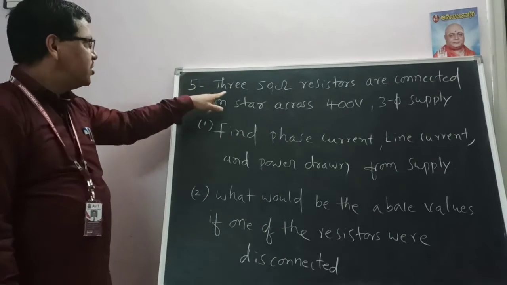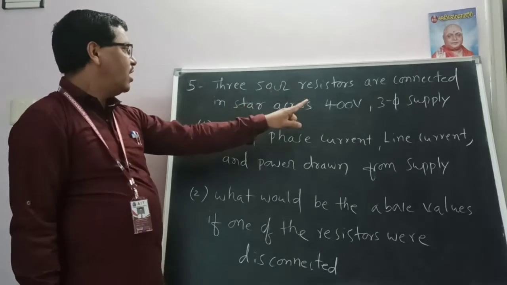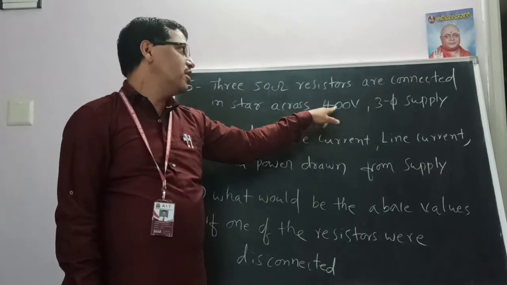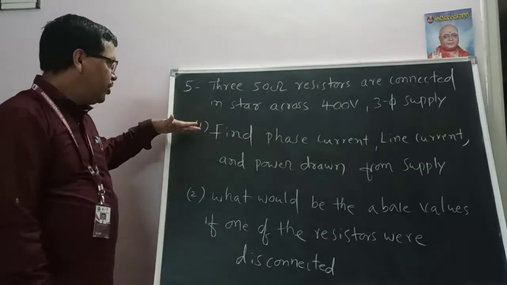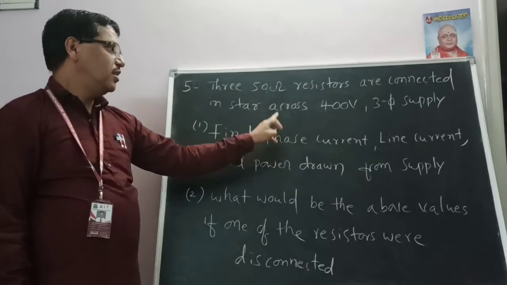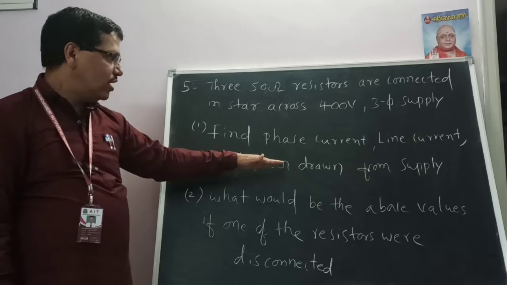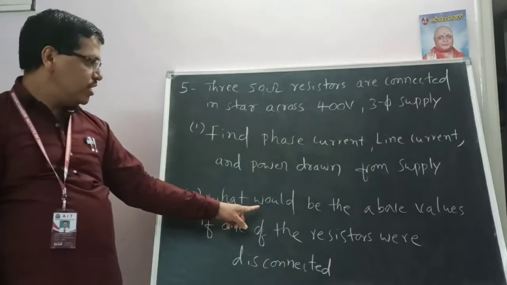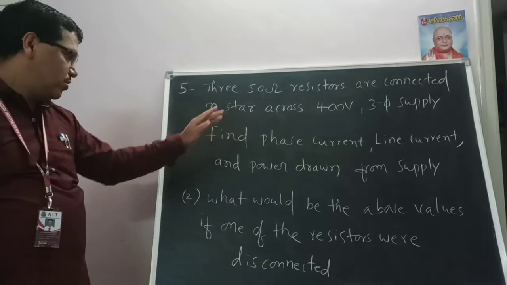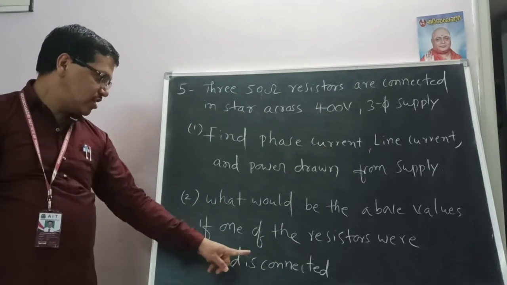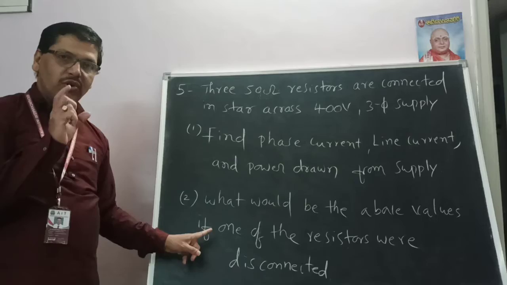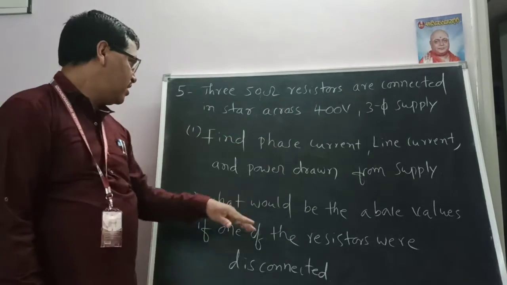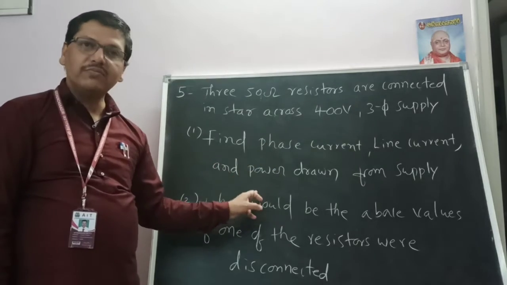Fifth problem. Three 50 ohm resistors are connected in star across a line voltage of 400 volts, 3-phase supply. Here you need to calculate the phase current, line current and power drawn from this supply. The second part asks what would be the same values if one of the resistors were disconnected. Suppose one resistor is disconnected, what is the phase current, the line current and the power drawn from the supply.